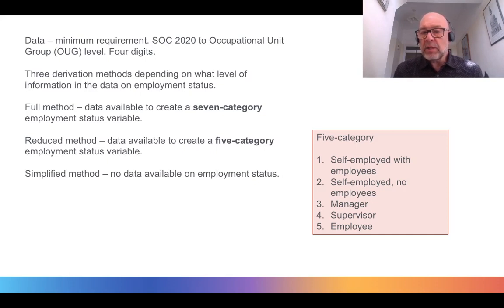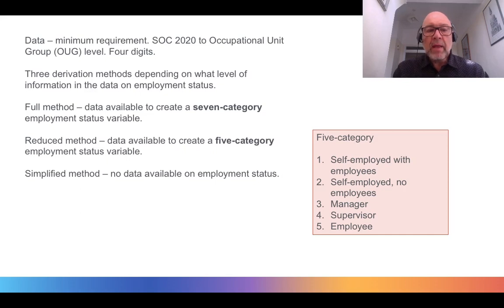So the 5 categories in this version here, so number 1 is just self-employed with employees, and then secondly self-employed with no employees, and then the employees are split into 3, manager, supervisor and employee. So the process of deriving NSSEC practically within your data set and whatever software packaging you're using is similar whether you're using the 7-category or the 5-category. There's just some minor adjustments to the code.